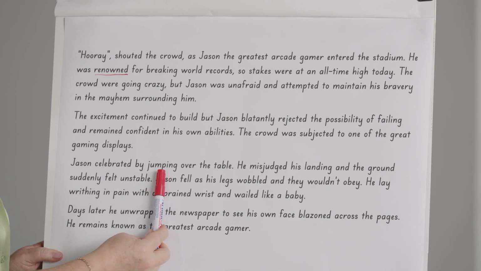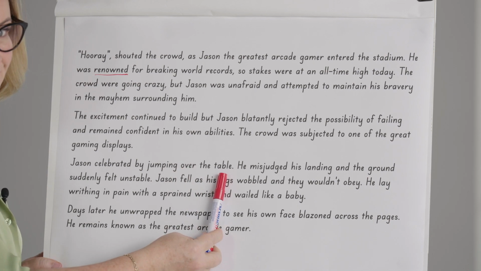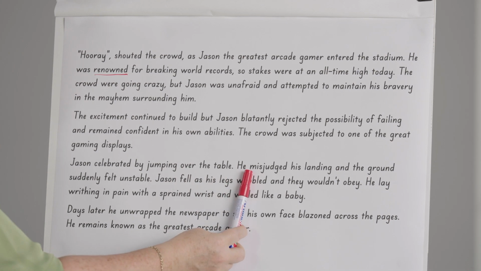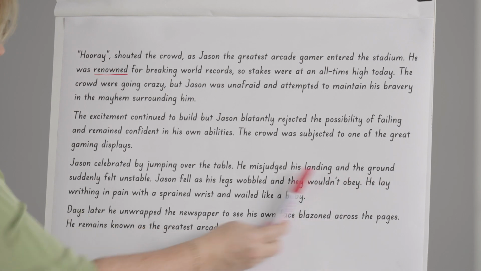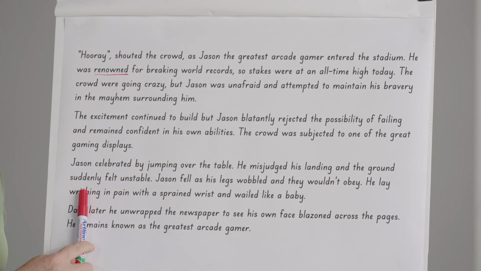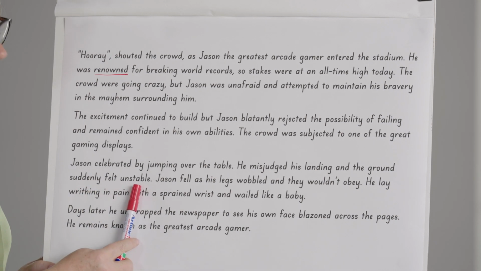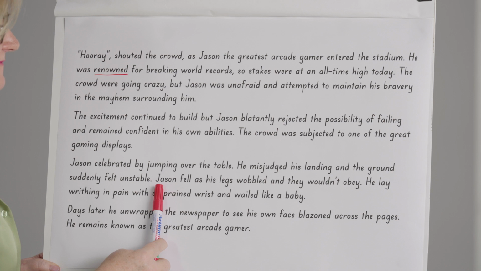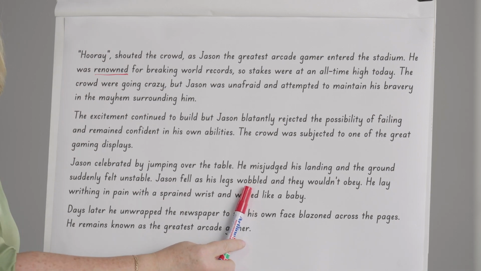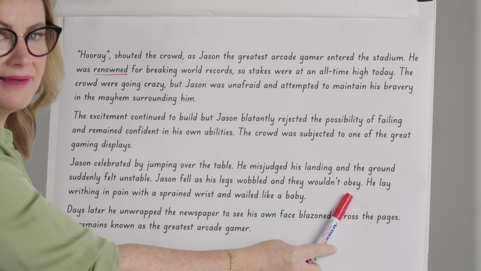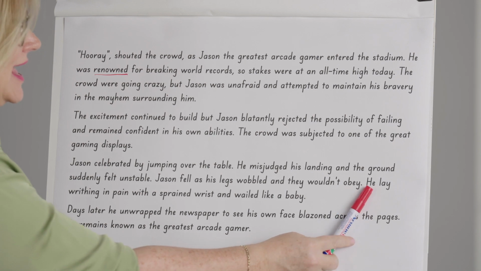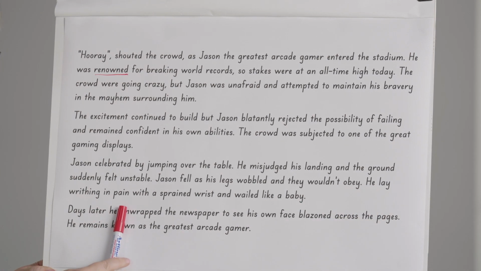Jason celebrated by jumping over the table. He misjudged his landing, and the ground suddenly felt unstable. Jason fell as his legs wobbled, and they wouldn't obey. He lay writhing in pain.